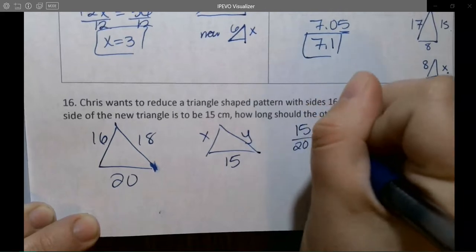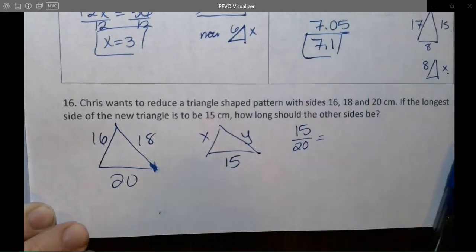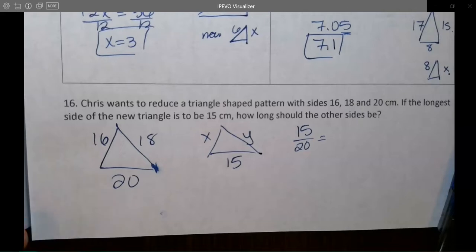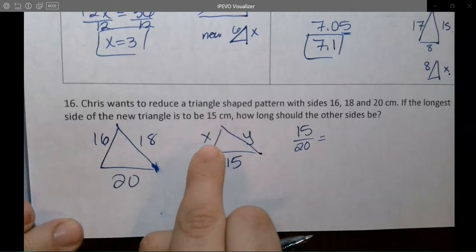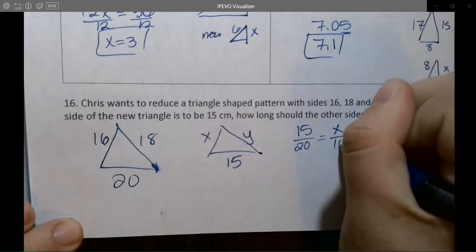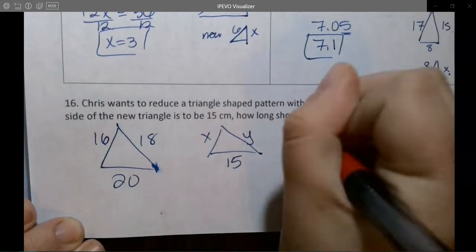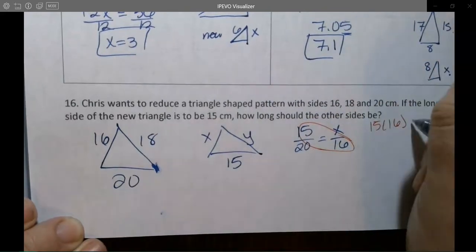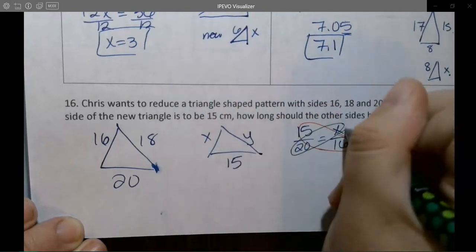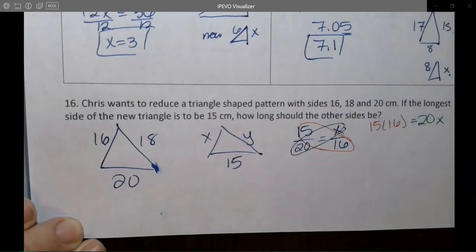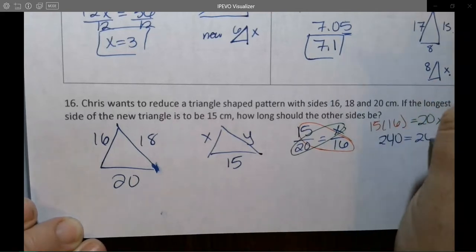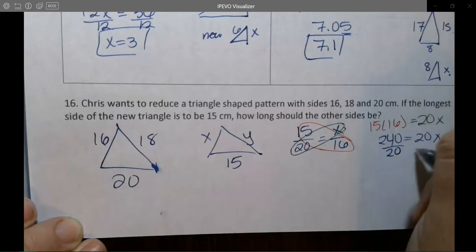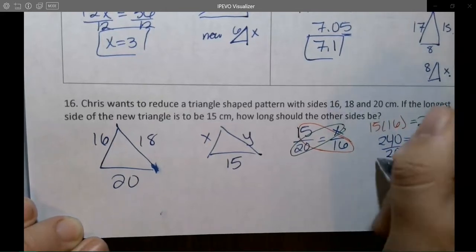I'm going to set up a ratio. I have 15 over 20, and then I want to pick a pair of sides to go. I'm going to go for my smallest side, so I'm going to do x and 16. I want to cross multiply, so I'm going to have 15 times 16, and then over here, I'm going to have 20 times x. 15 times 16 gives me 240 equals 20x. Both sides I want to divide by 20. I get x equals 12.